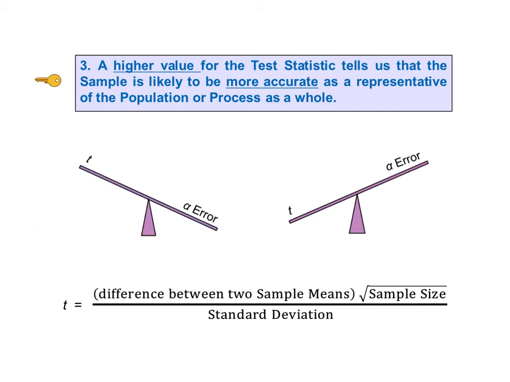In the denominator, we have a standard deviation term. If the variation in the data is large, the accuracy of any conclusion drawn from the data would tend to be lessened. So a large standard deviation in the sample or samples results in a smaller value for the test statistic.